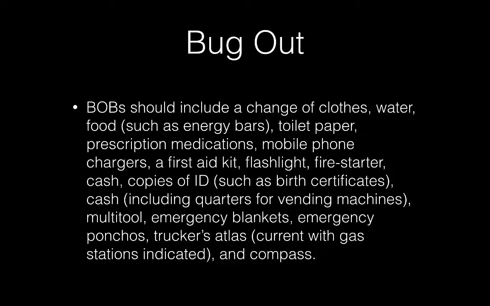Bobs should include a change of clothes, water, food such as energy bars, toilet paper, prescription medications, mobile phone chargers, a first aid kit, flashlight, fire starter, copies of ID such as birth certificates, cash including quarters for vending machines, a multi-tool, emergency blankets, emergency ponchos, a trucker's atlas, which is current with gas stations indicated, and a compass.